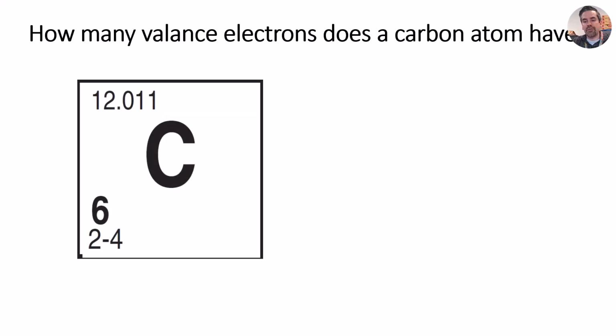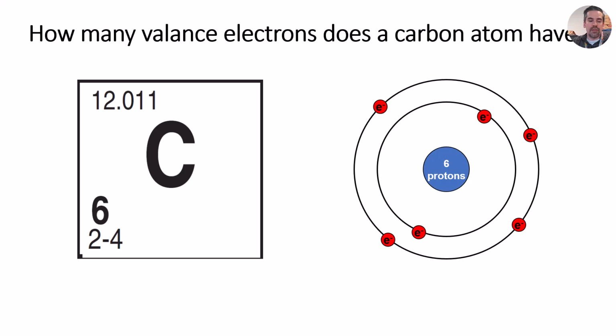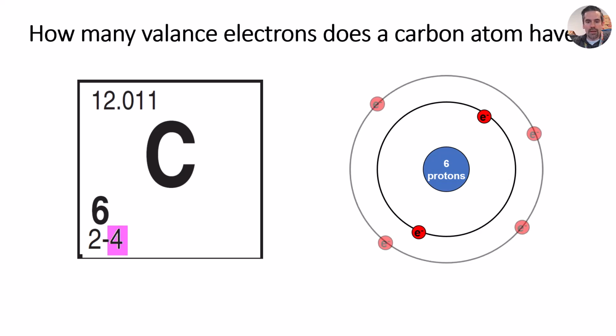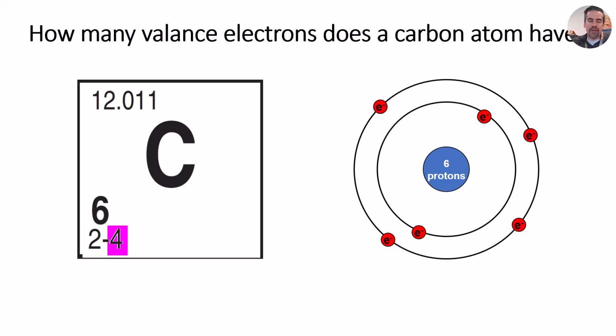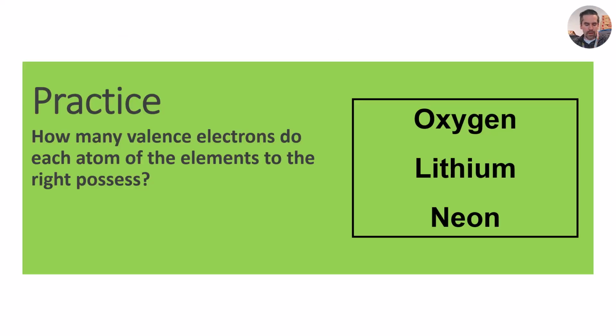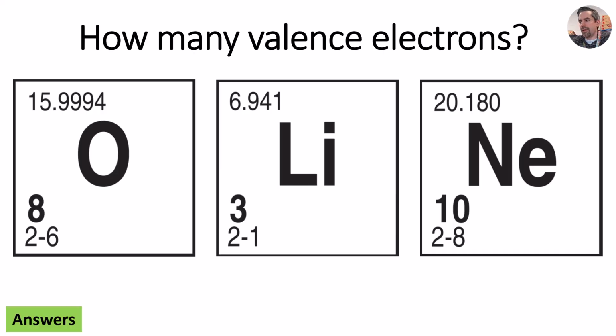So how many valence electrons does a carbon atom have? If we look at the electron configuration, we can see that there's the Bohr model, and these in the outermost ring are the valence electrons. So it has 4. You can go ahead and practice on number 7. Try to find out how many valence electrons these have. And here are the answers. We can just look at the outermost number. It has 6, 1, and 8.